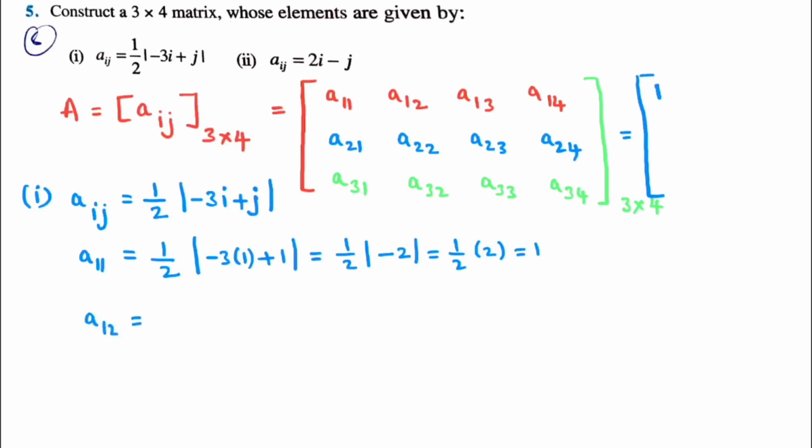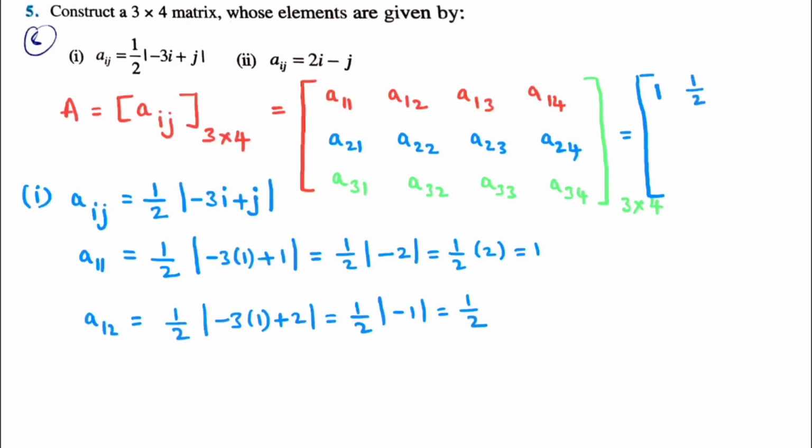A12. In place of i, 1. In place of j, 2. Okay, start substituting: 1 by 2 into modulus of minus 3 into, in place of i, 1, in place of j, 2. That equals 1 by 2 into modulus of minus 3 plus 2, that is minus 1. Modulus of minus 1 is 1 only. 1 by 2 into 1 is 1 by 2. So I calculated the second element also.